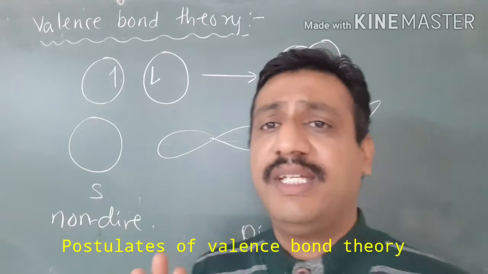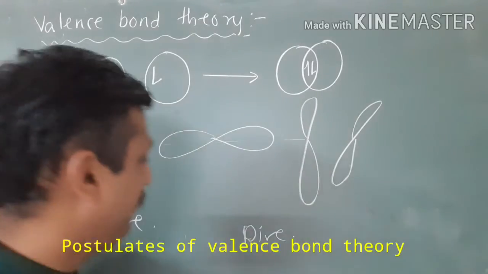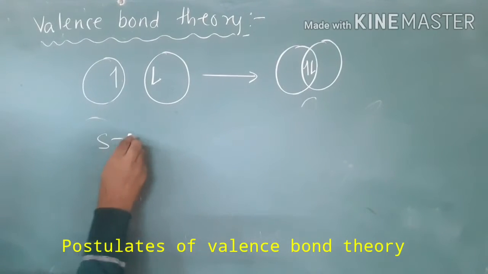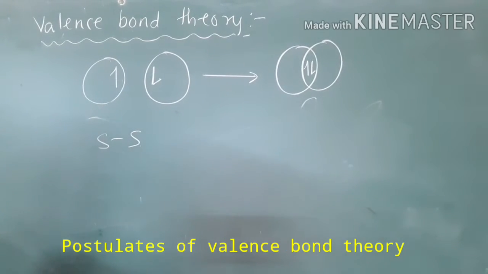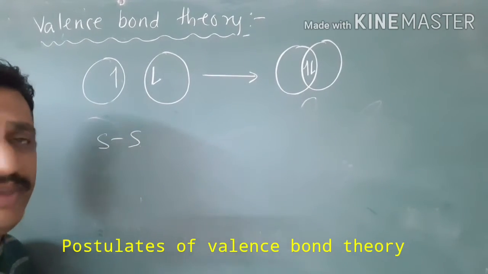So what is the main thing here? If the orbitals overlap together and both orbitals are s orbitals, for example the s orbital of one atom and the s orbital of another atom, both are non-directional orbitals. So whatever bond is formed, a comparatively weak bond will be formed.